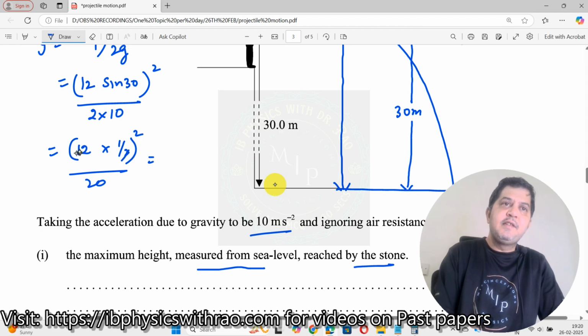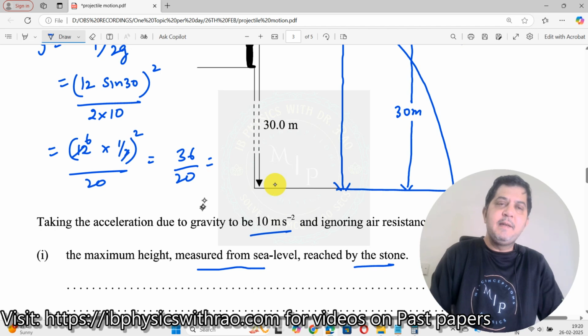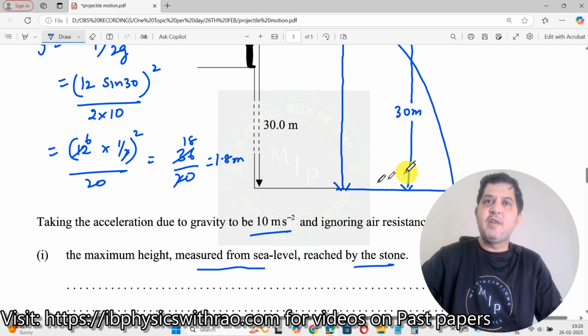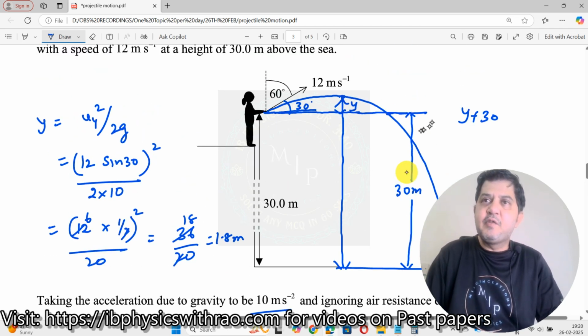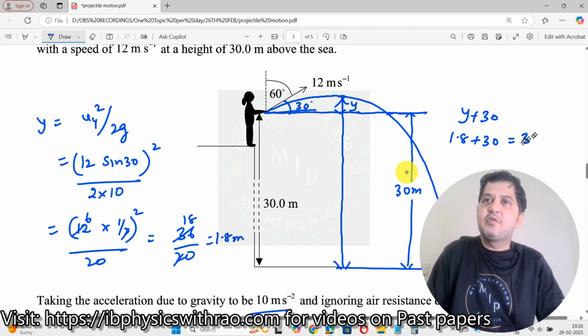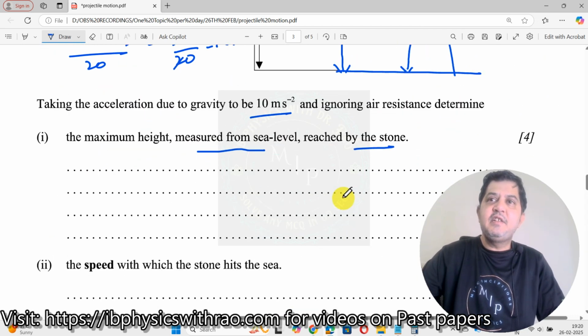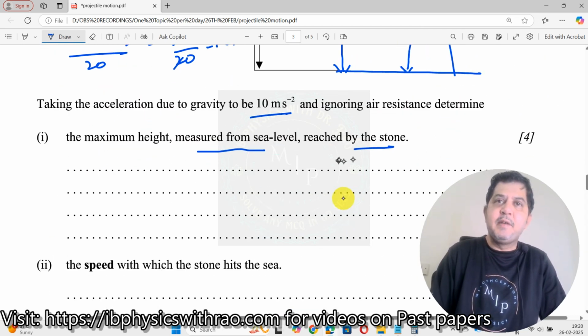It should be 6 squared, which is 36, by 20. How much is it? That should be equal to 1.8 meters. So this value is 1.8. Then I'll write 1.8 plus 30, which should be equal to 31.8 meters. So the answer here is 31.8 meters.